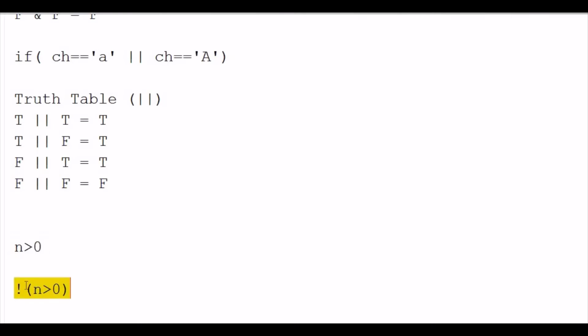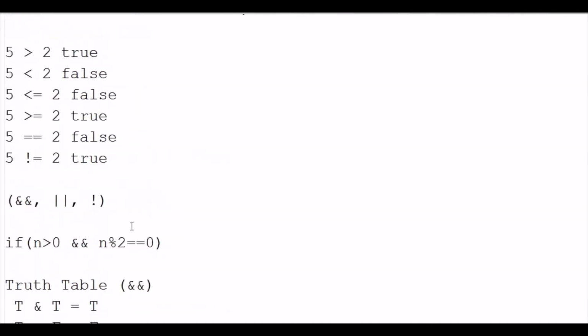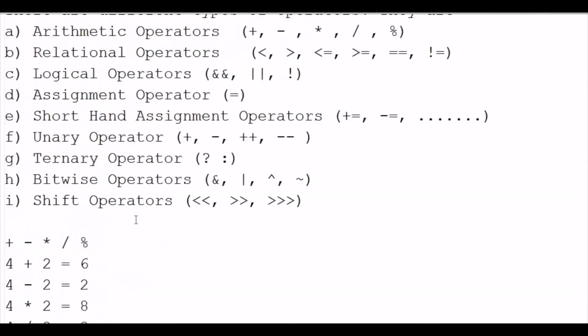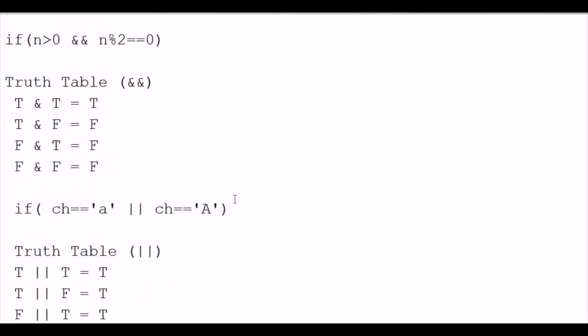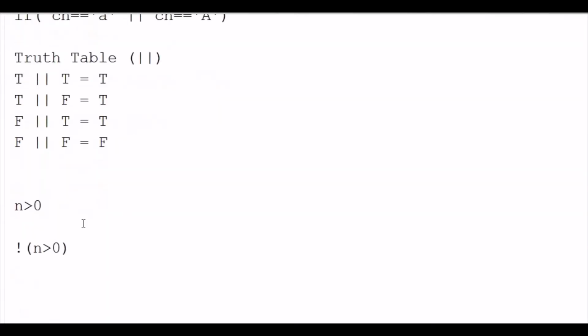So it works with a unary operand. N is greater than 0, it says that it is a positive number. When we say not n greater than 0, it denotes that it's a negative number. It's not greater than 0, which means it is a negative number. This is what we have with logical operators. We have AND, OR, NOT. Then we have the assignment operator. Only is equal to comes under the assignment operator.